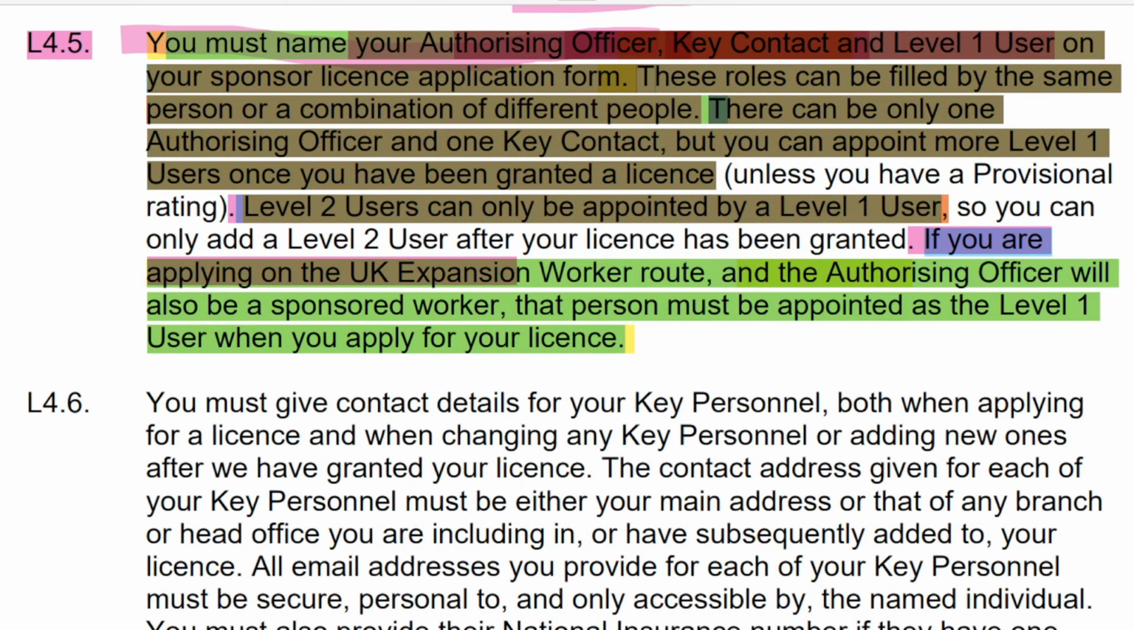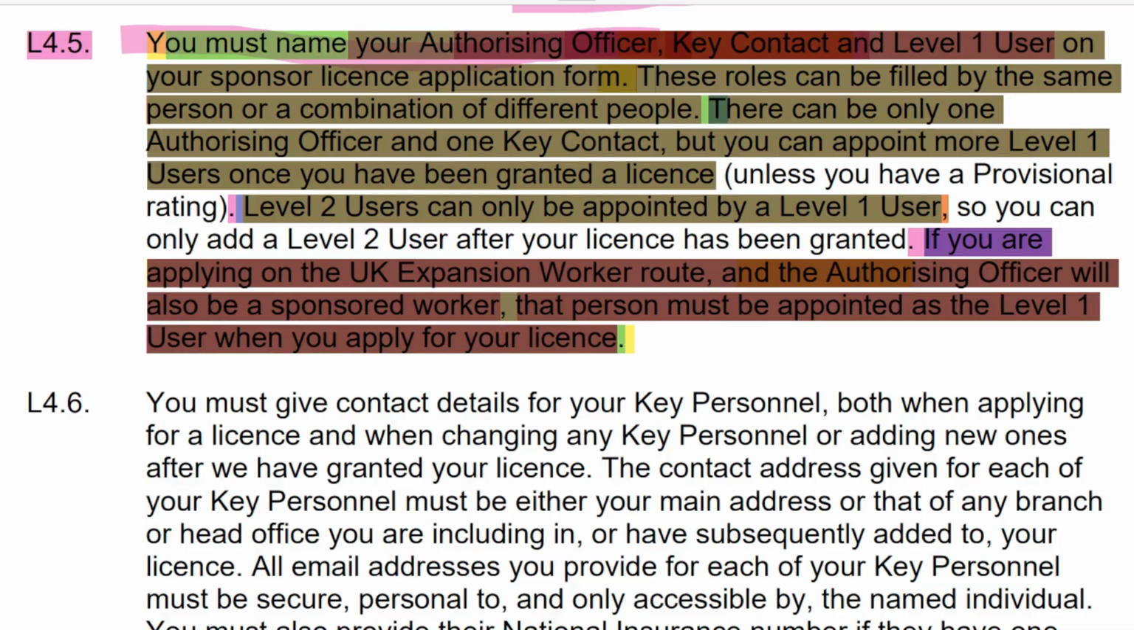If you are applying on the UK expansion worker route, and the authorizing officer will also be a sponsored worker, that person must be appointed as a level 1 user when you apply for the license. This is a very common scenario because most applicants who apply on the UK expansion worker route have an authorizing officer who will be a sponsored worker. So the authorizing officer is the one who is visiting the UK and is a sponsored worker. That person must be appointed as a level 1 user when you apply for the application.